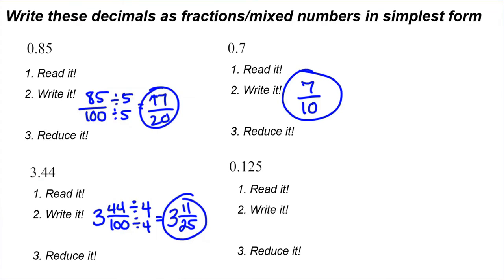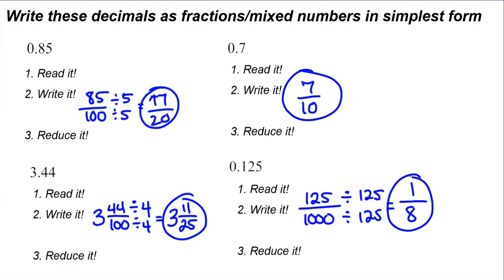And then the last one, 0.125. The correct way to read that would be 125 thousandths. So we're going to write 125/1000, and then we reduce that. These are both divisible by 125, and we get 1/8. So there is our fraction in simplest form. 125 thousandths as a fraction is 1/8. So read it, write it, reduce it. That's how to change a decimal to a fraction in simplest form.